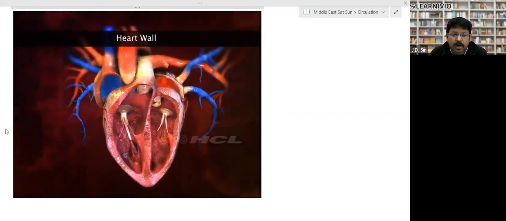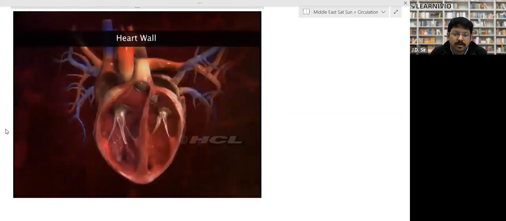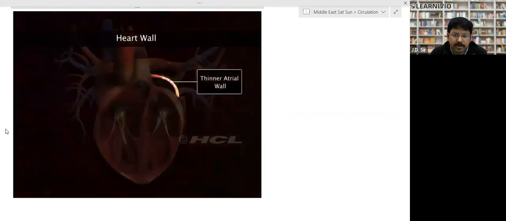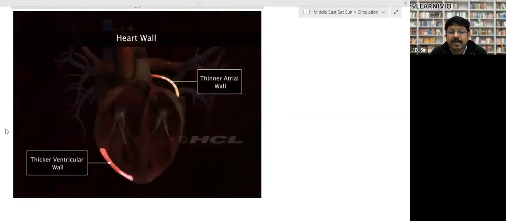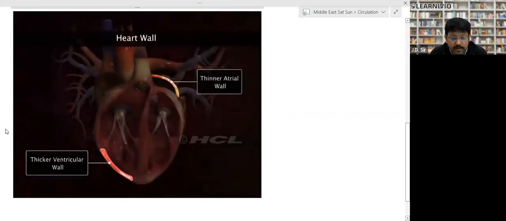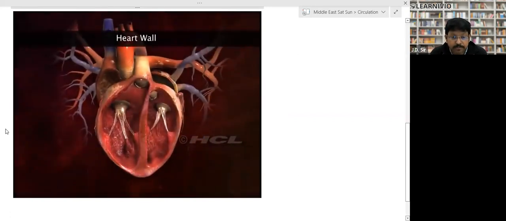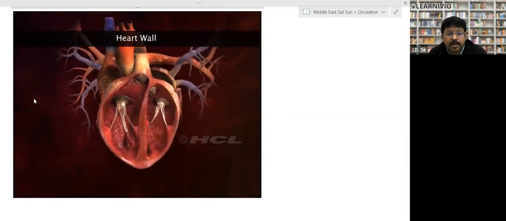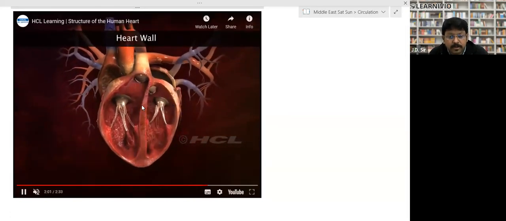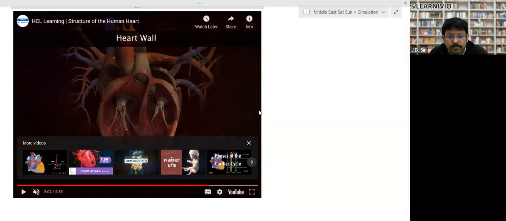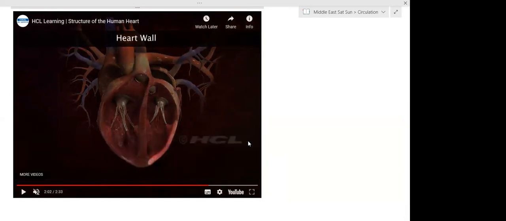That's how the heart valves are. You can see the atrial walls are thin and the ventricular walls are thicker. Thin atrial wall, look, and thick ventricular wall. Clear? Is it crystal clear to all of you? Yes, sir. Fine.